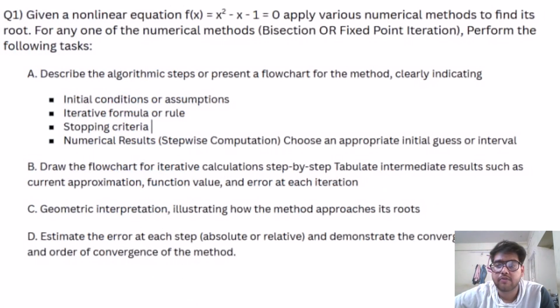So the first question we have is: given a non-linear equation f(x) = x² - x - 1 = 0, apply various numerical methods to find its root. For any one of the numerical methods, bisection or fixed point iteration, perform the following tasks. In this question, we will use the bisection method.